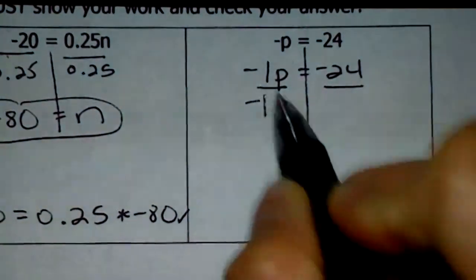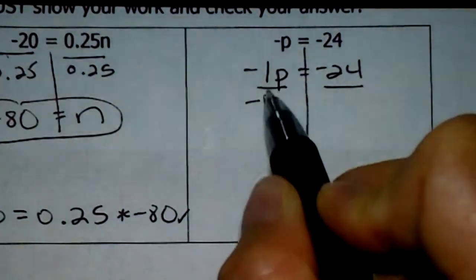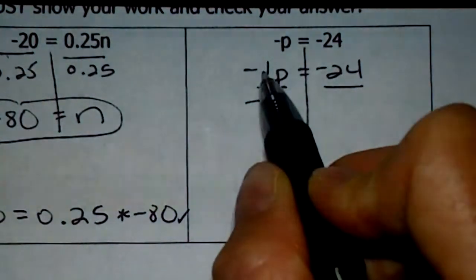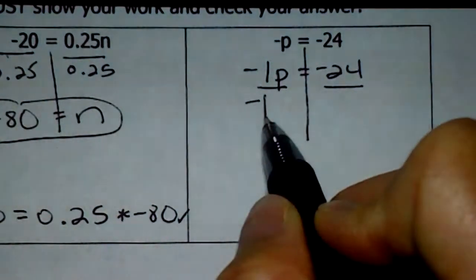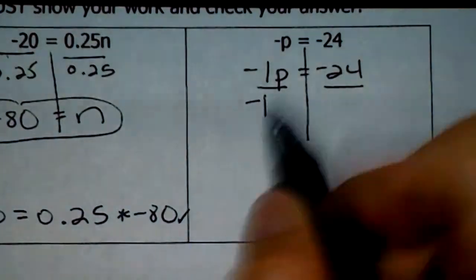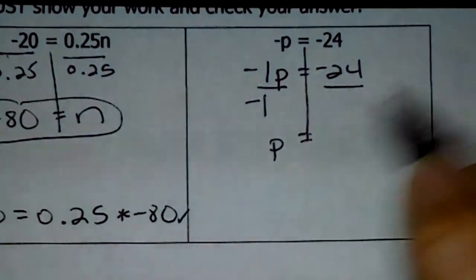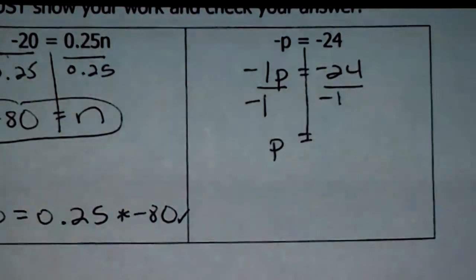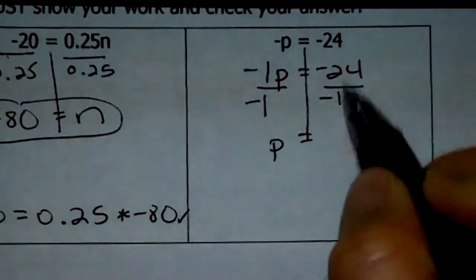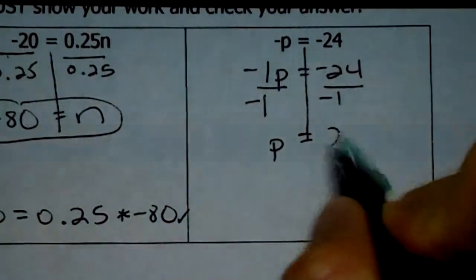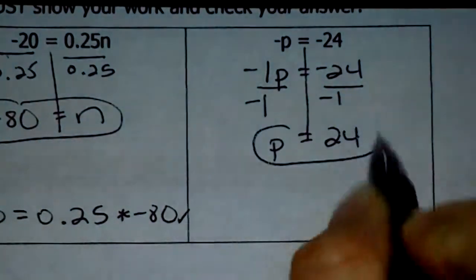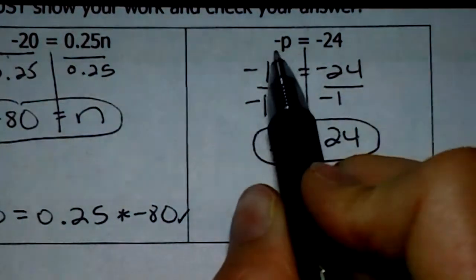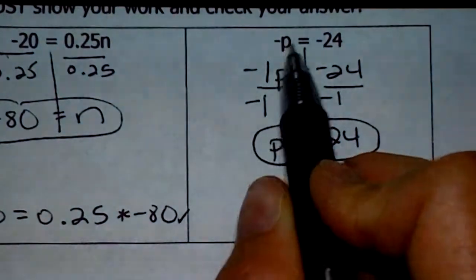So I need to divide by a -1. I need the digit to stay exactly the same, because a -1 divided by a -1 is a +1, and +1p is the same as p. Now I need to divide this side by -1 as well. Whatever you do to one side, do the same exact thing to the other. And -24 divided by -1 is a +24. And you're done. And up here it says the opposite of p is -24.